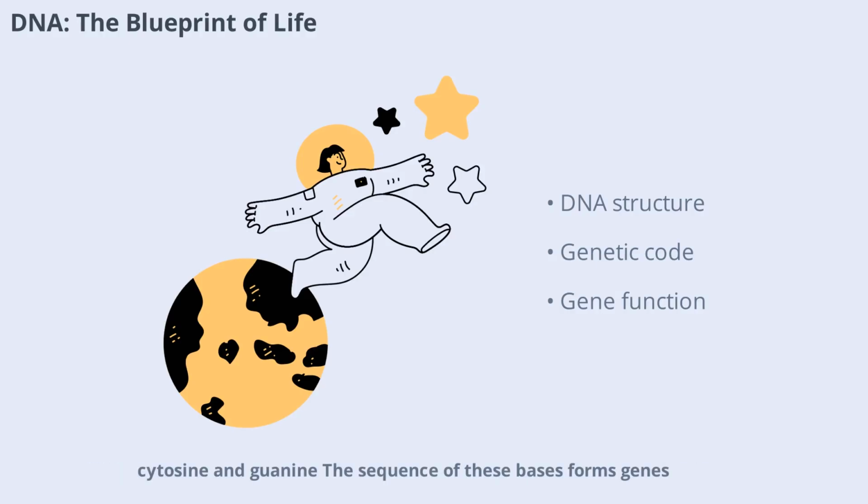The sequence of these bases forms genes, which determine everything from eye color to susceptibility to certain diseases. By reading and interpreting DNA, scientists can trace ancestry, diagnose genetic disorders, and even develop personalized medicine. Understanding DNA is the first step in decoding the language of life.